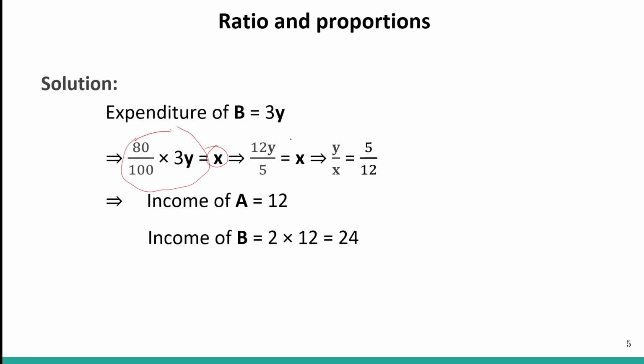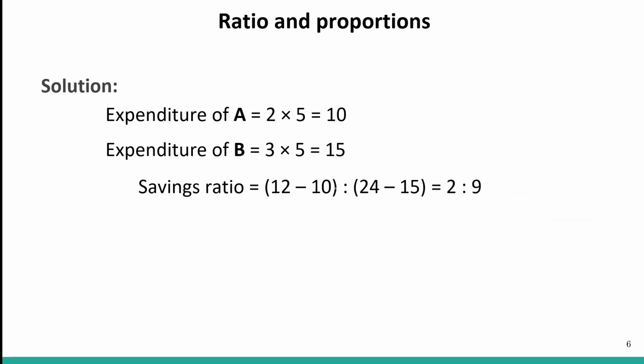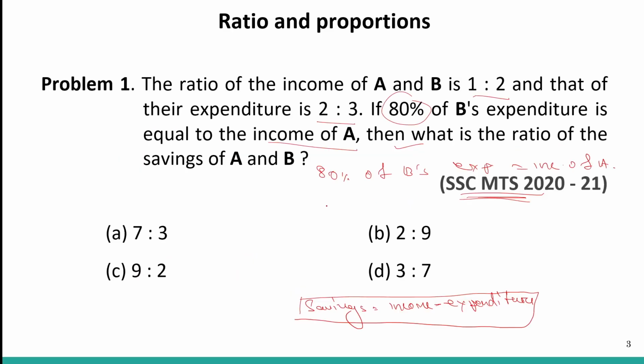Solving this, we arrive at 12y minus 5x is equal to 0, a linear equation in two variables, x and y. So income of A is equal to 12, then income of B is equal to 24. Expenditure of A is equal to 10, expenditure of B is equal to 15. So savings ratio will be 12 minus 10 is to 24 minus 15, that is 2:9. So 2:9 is the correct answer here.